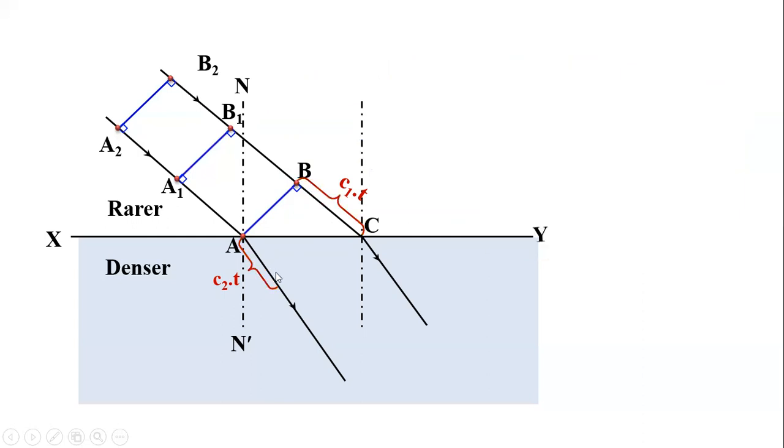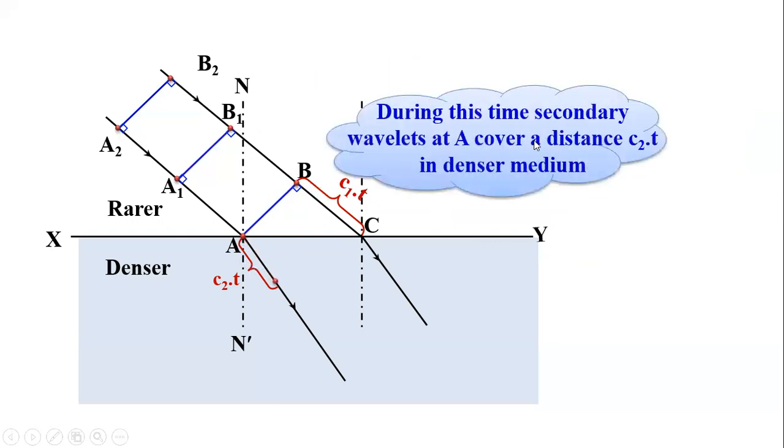Now what we have to do? So we have to take this distance C2t. During this time, secondary wavelets from A cover a distance C2t in the denser medium.